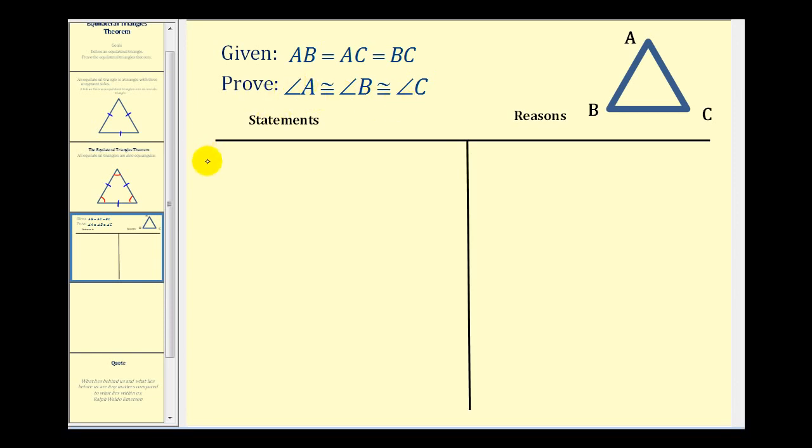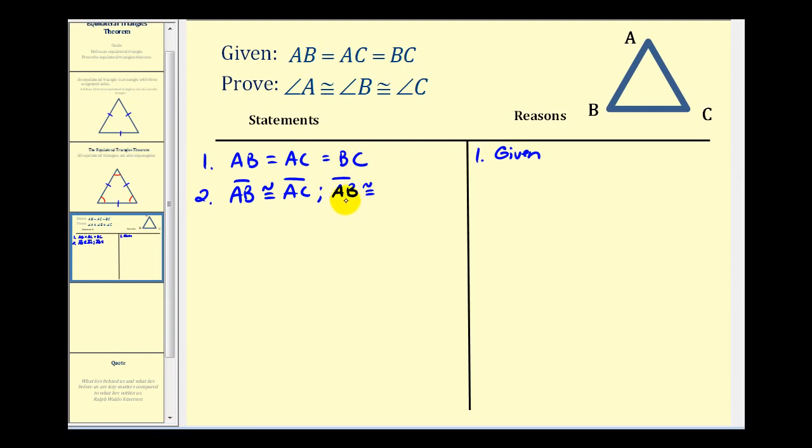Let's start by stating the given. Now if all of these have the same length, then they would also be congruent. Let's go ahead and state that. Side AB would be congruent to side AC. Side AB would also be congruent to side BC. And side AC is congruent to side BC. This is true by the definition of congruent segments.